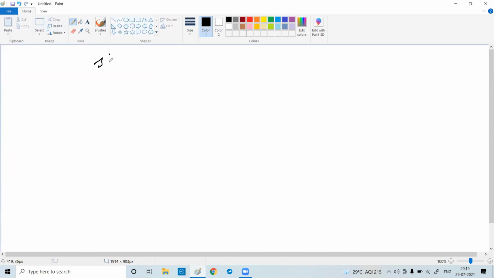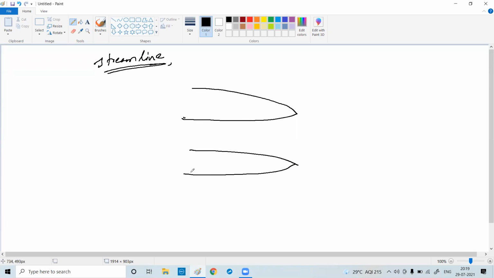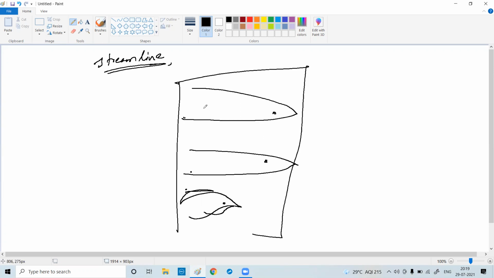What is a streamline? Have you seen the shape of a fish? Have you seen the shape of an aeroplane? Have you seen the shape of a bird? Not exactly, something like this. So what do you see common? This structure, yes or no? Not curve, pointed, like a pointed. The front part is pointed.